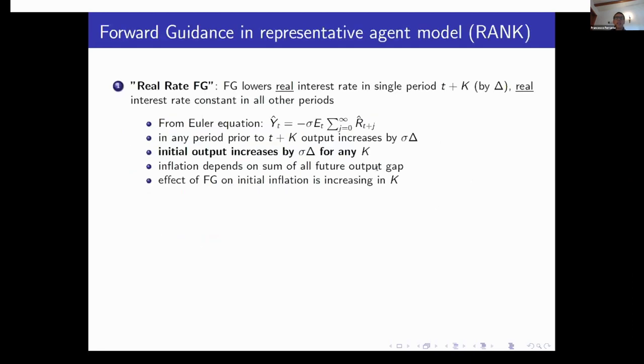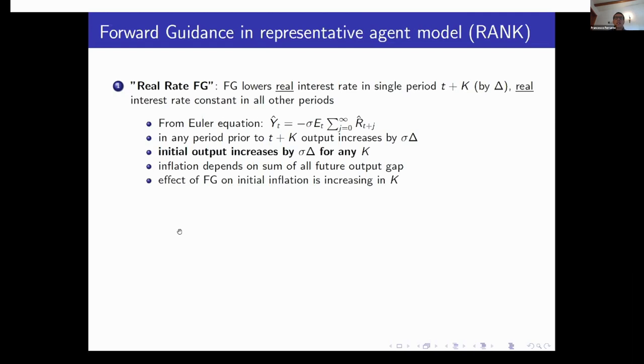Quickly, why is that the case? So we can consider two types of forward guidance experiment. The first experiment we label a real rate forward guidance, in which the central bank announces that it will lower the real rate in a period T plus K in the future by an amount delta, while keeping the real rate constant in non-preceding periods.